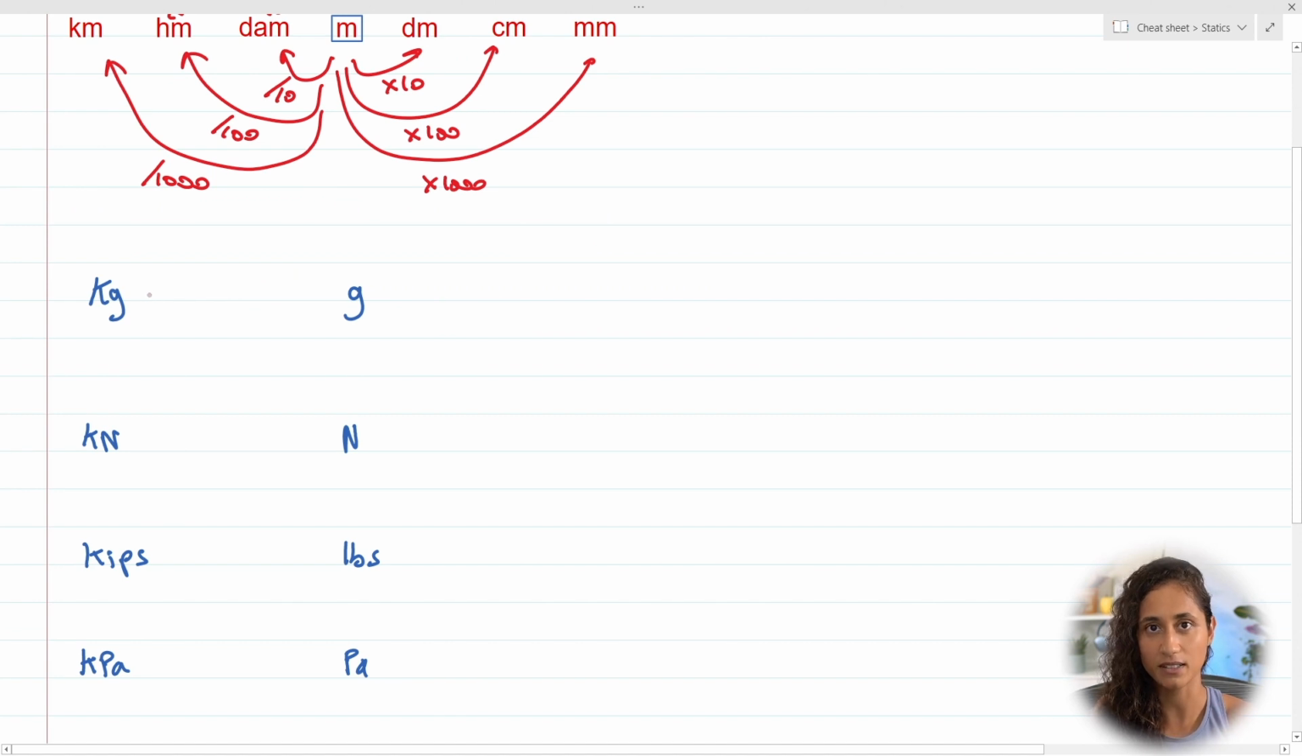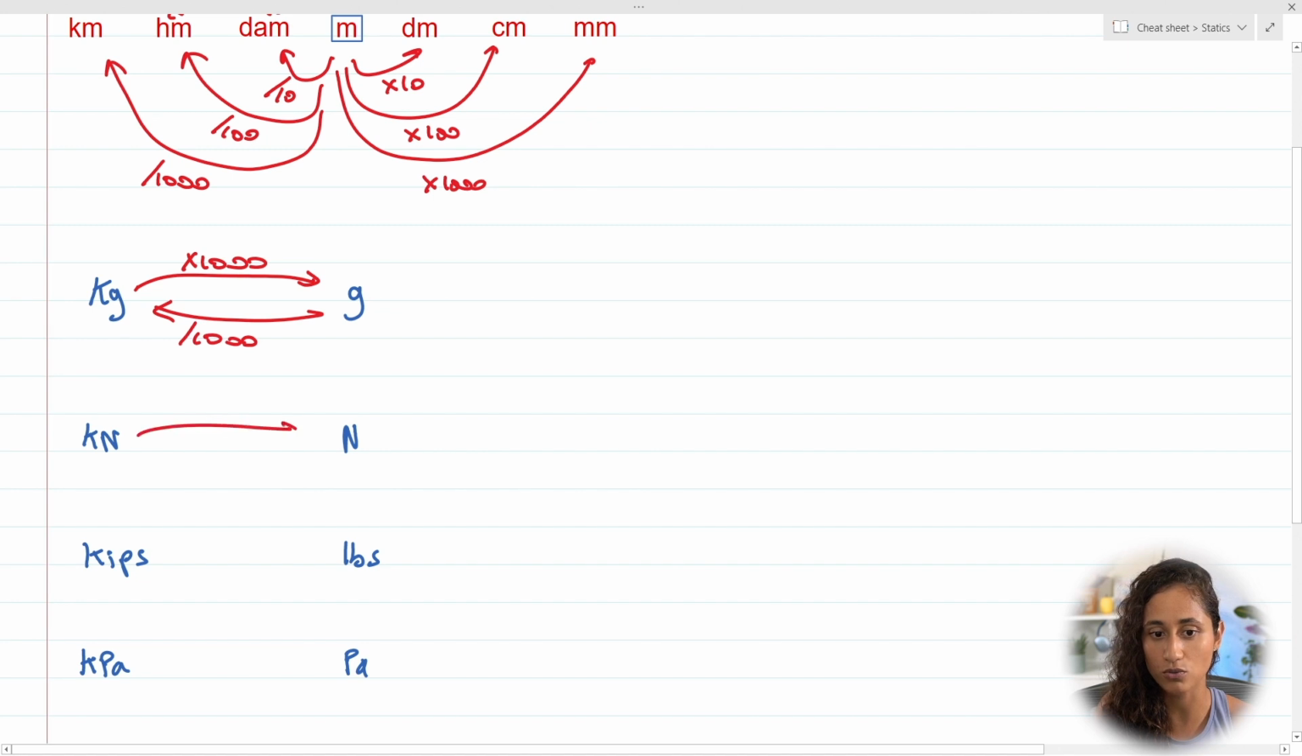Another reason I really like this diagram is because we can apply it to other units as well. So if we want to go from kilograms to grams, we just multiply by 1,000. And if we go from grams to kilograms, we would divide by 1,000, just like we did here with meters to kilometers. And then same thing for kilonewtons and newtons. If we go from kilonewtons to newtons, we multiply by 1,000. And then if we go from newtons to kilonewtons, we divide by 1,000, just like we covered before. Same thing with kips and pounds, and then kilopascal and pascal.